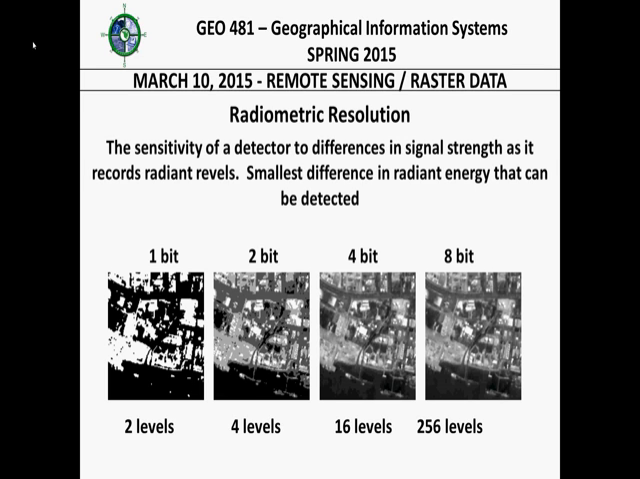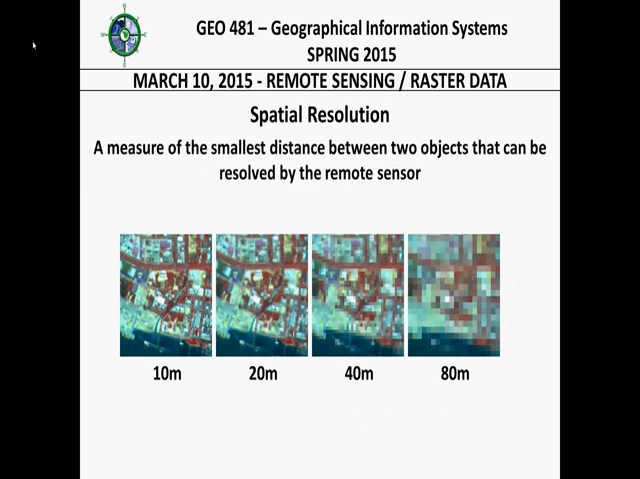Any questions? I think we have radiometric resolution down. The fourth and final resolution is something you would also set when you scan your paper. Spatial resolution is the smallest distance that can be detected. It has to do with the pixel resolution like we talked about before the first exam. So in this case, more generalized, spatial resolution is the smallest object that can be discerned on the image.